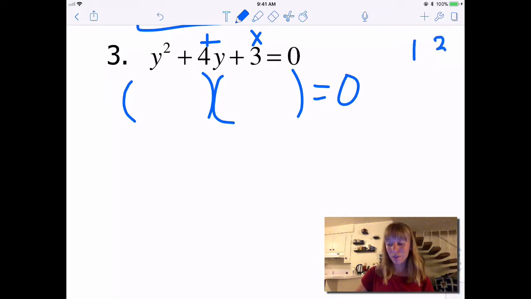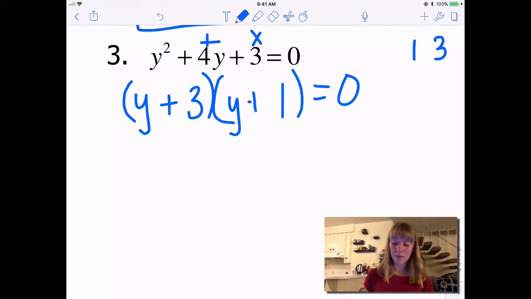I think our only option is really a positive 1 and a positive 3. So I have a y and a y to get y squared. I have 3 and a 1 to get 3, and then a positive and a positive to add up to 4. Set each one equal to 0. The multiplication sign is in the middle.